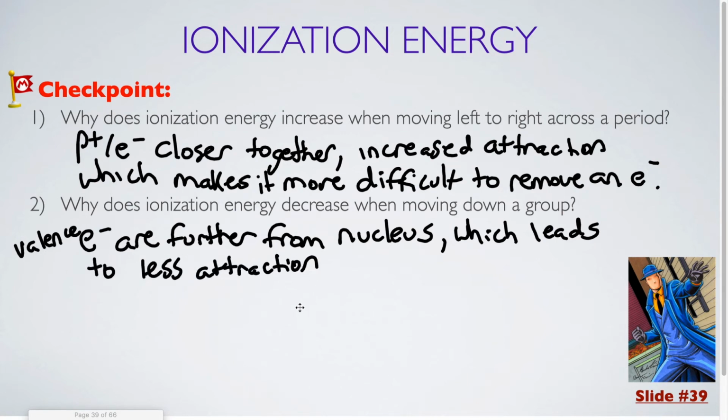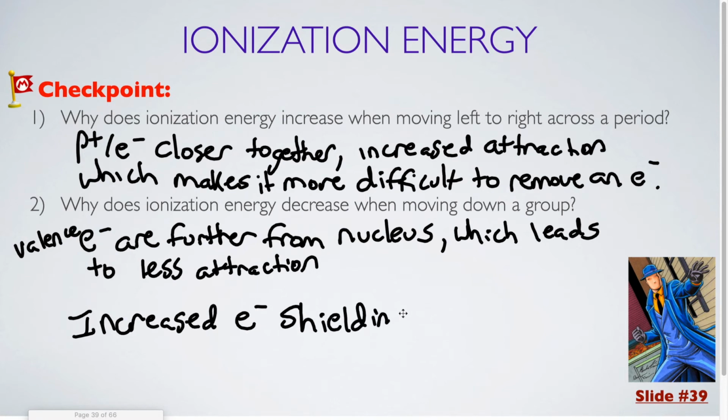We also know that as we go down a group, we are adding more and more shells, which should increase the amount of electron shielding. Since there is more electron shielding, it would also be easier to remove an electron from the last shell. Or we could say there is less ionization energy because of that.